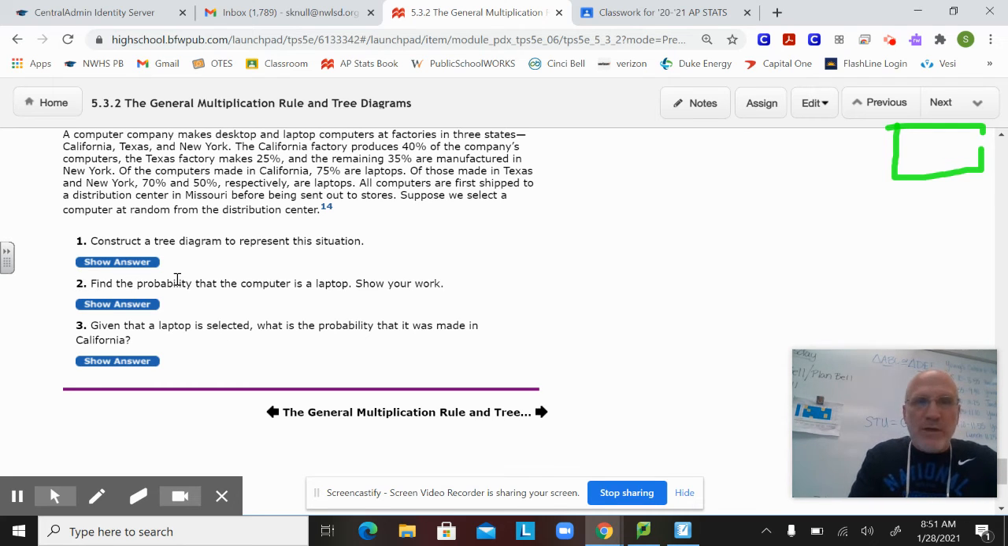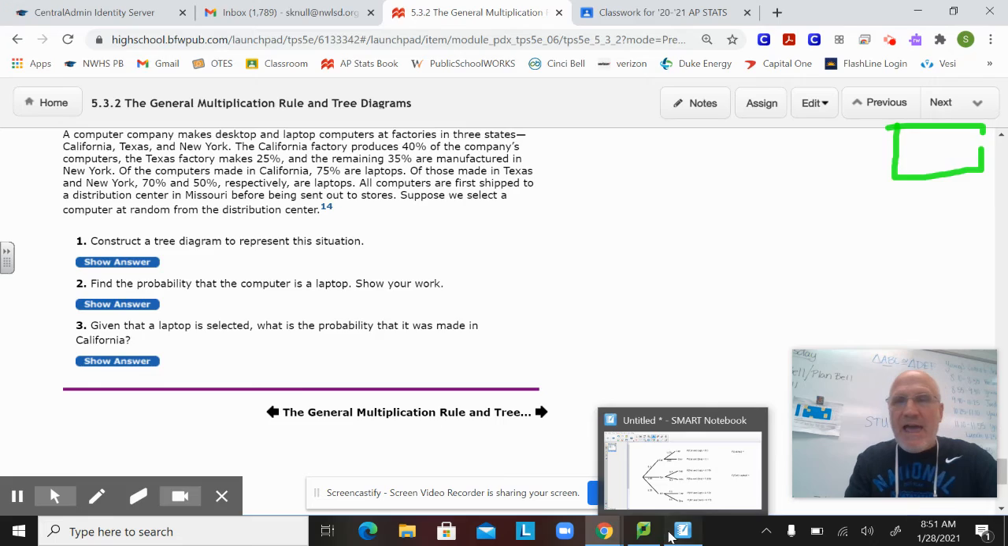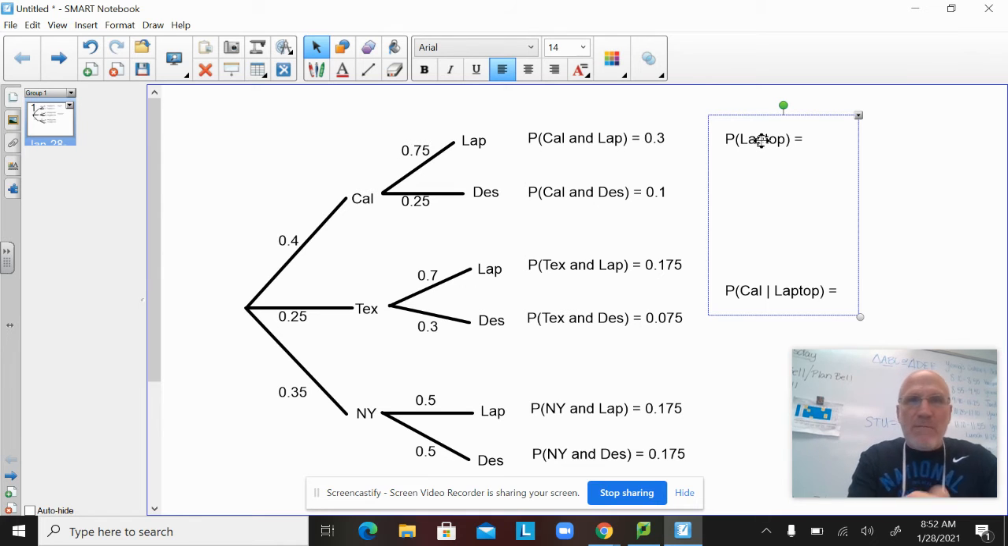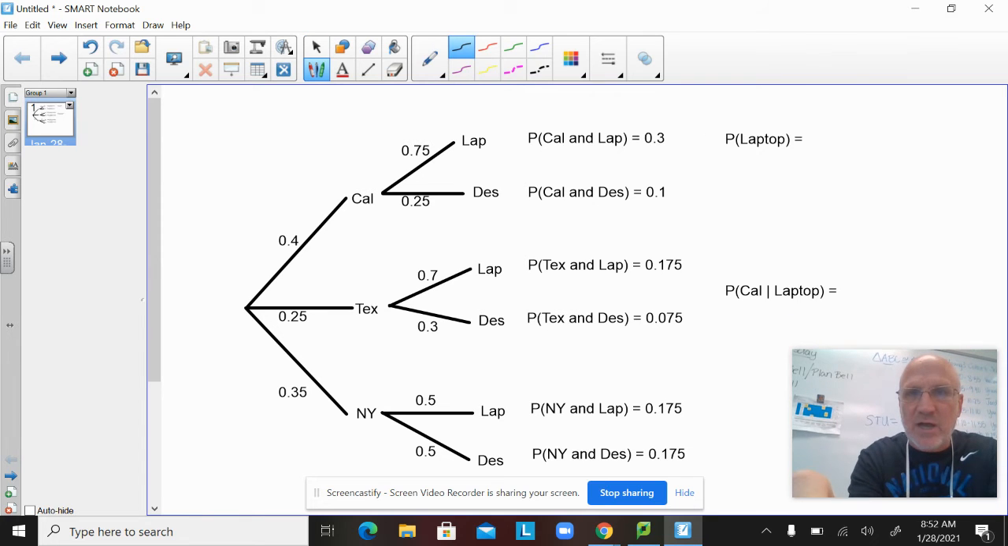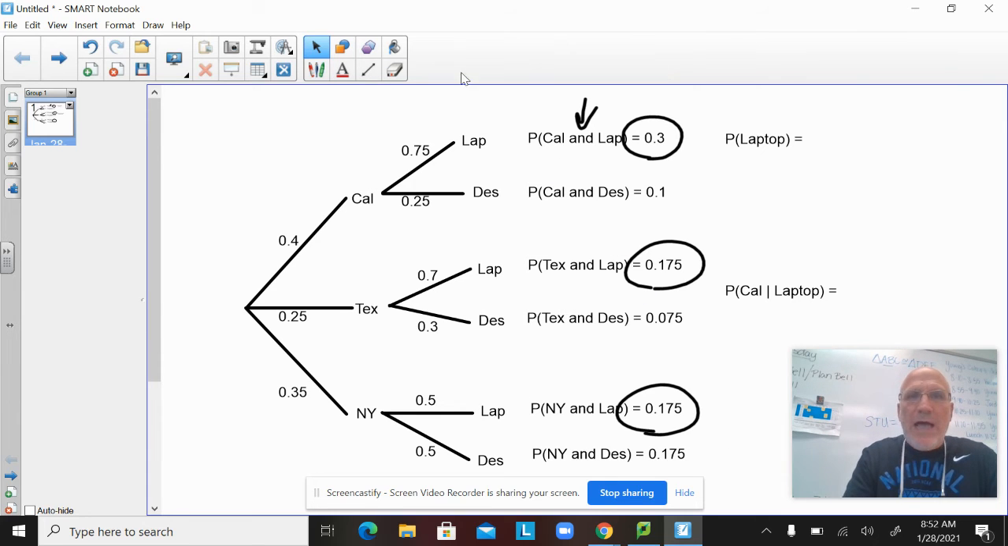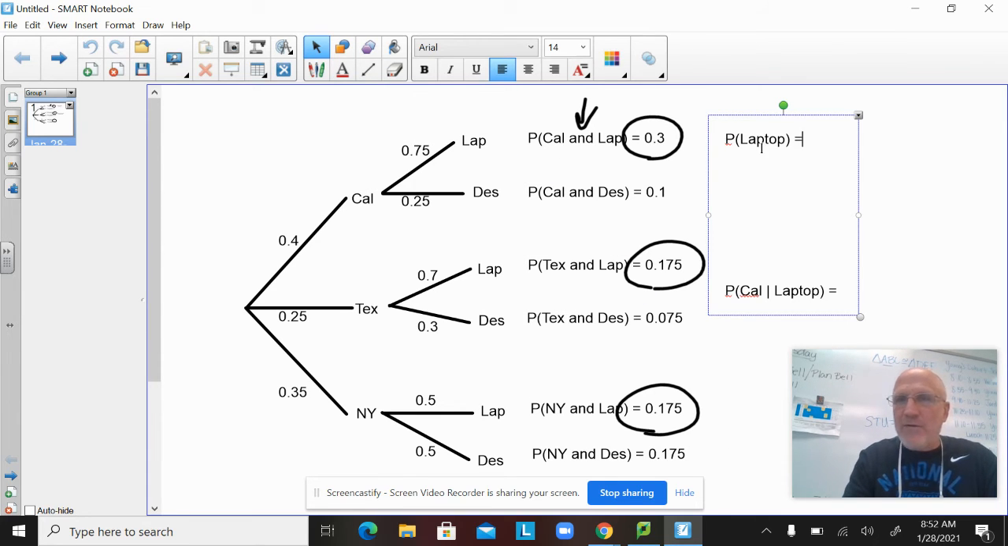Problem 2, find the probability that the computer is a laptop. So it wants the probability of a laptop. Well, now that I have all of these probabilities, let me move this over a little bit so I have more space to type here. How do I find the probability of a laptop? Well, I've got a set of probabilities in this column here that all add up to 1. Which ones are laptops? That's a laptop, that's a laptop, and that's a laptop. So I can literally at this point add those together.